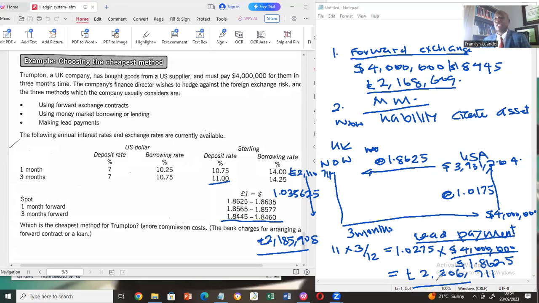So using the lead payment, the pounds will be 2,206,711. So now the question is, what is the cheapest method for Trumpton, ignore transaction cost, that is commission. So in this case, when you are hedging against a payment in the overseas currency, you pick the method that has a lower cost. So in this case, if you compare the forward contract as that amount and the money market as this amount and the lead as that amount, in this case, the forward contract should be used because it has a lower payment, which is 2,168,609 pounds.